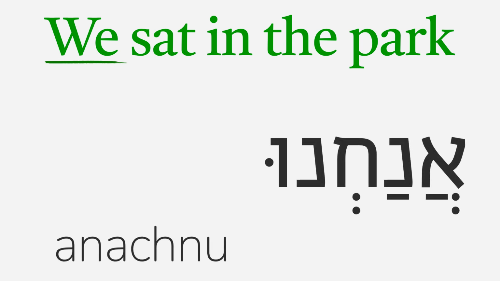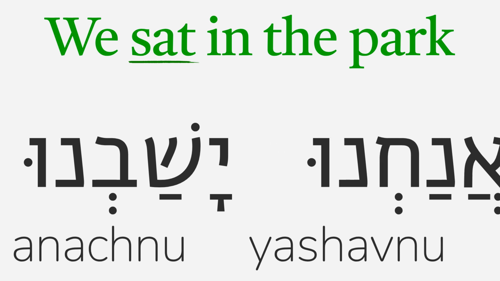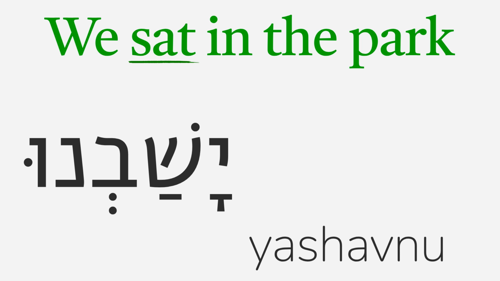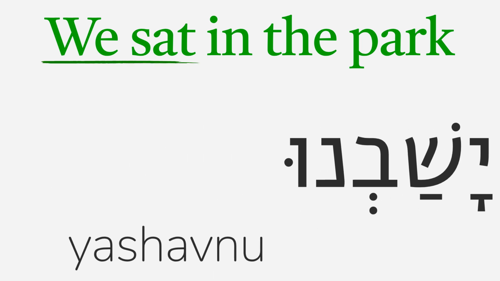Let's say we sat in the park. We is anachnu, and the verb sat must be in the anachnu form of the past tense, which is yashavnu, with that nu ending. Notice that the verb yashavnu is only used if the subject is anachnu, we. Because of this, in Hebrew it is very common to not use pronouns when using the past tense, so we just use yashavnu to mean we sat.